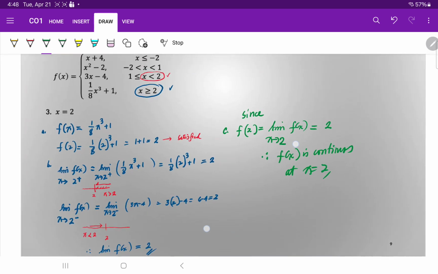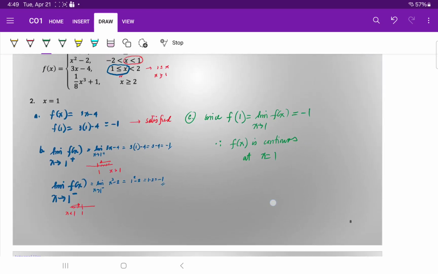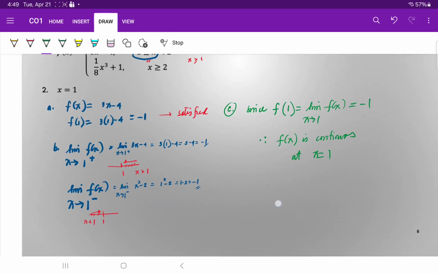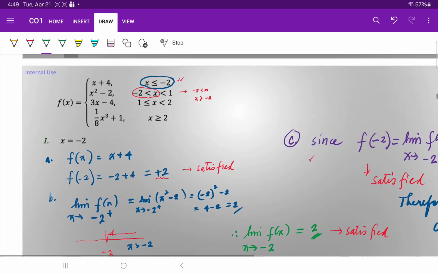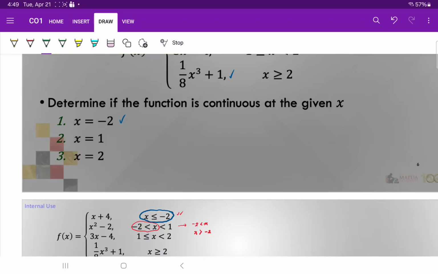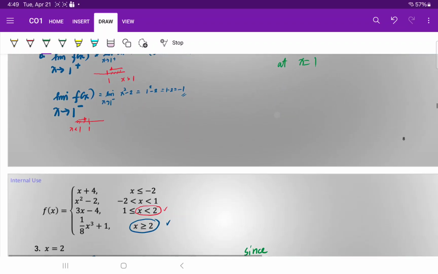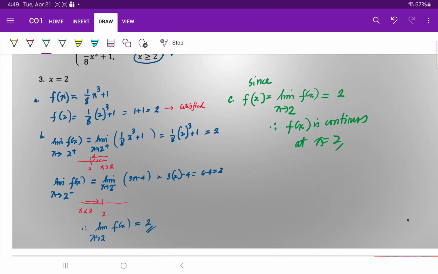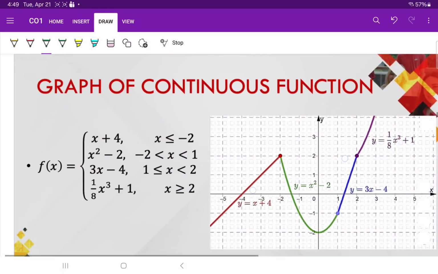Okay, so the next is, we were able to show that the graph is continuous at the points x equals -2, 1, and 2. Now, besides showing that the function is continuous by showing that the three conditions are satisfied, we can also draw the graph of the function.